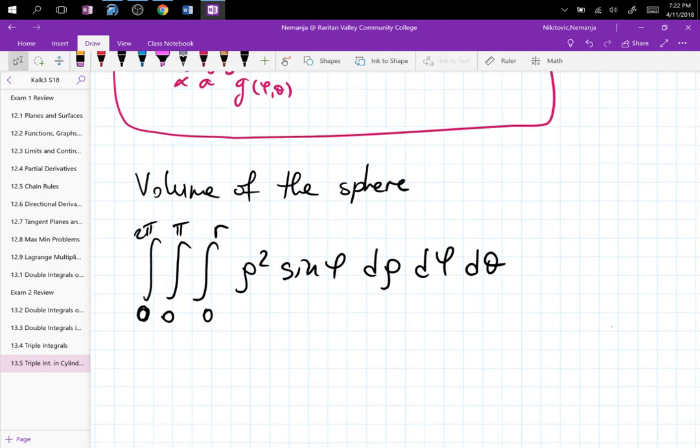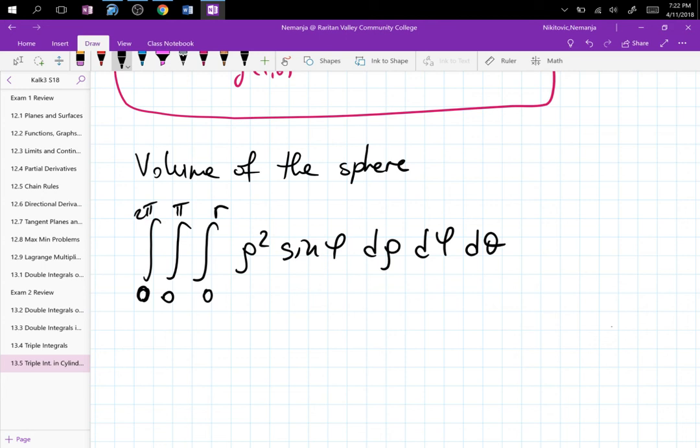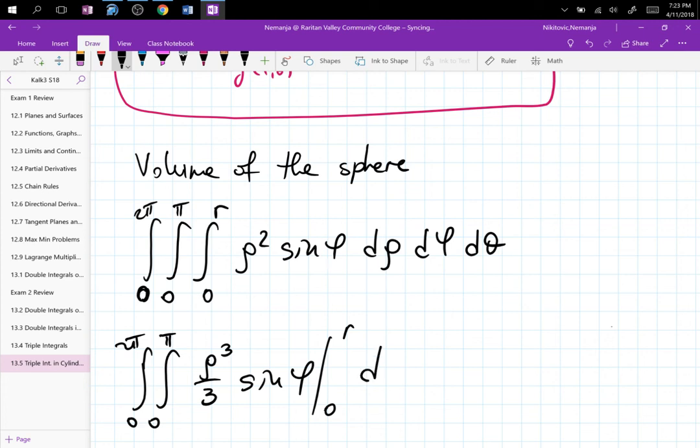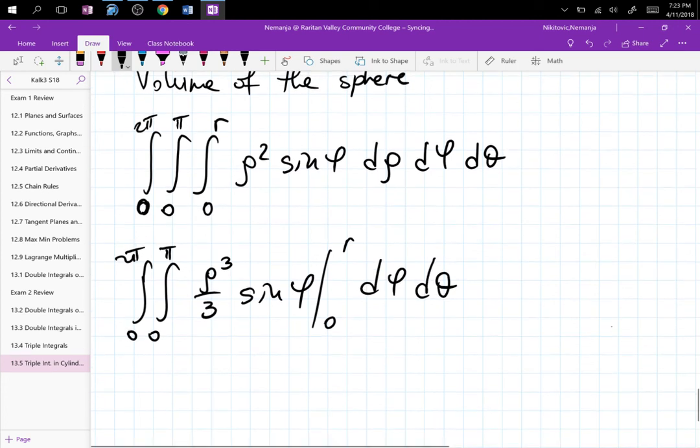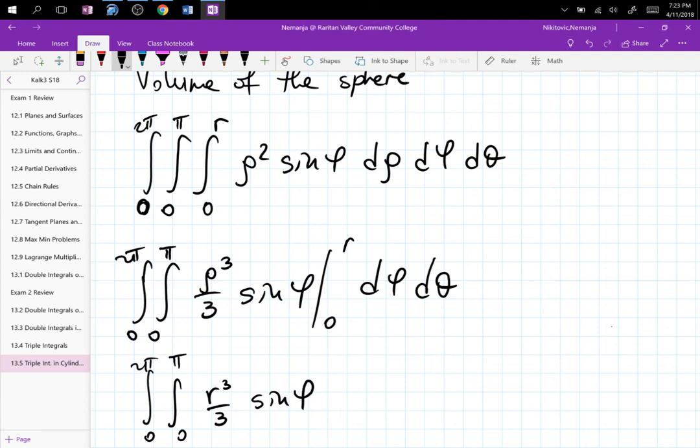We just integrate this thing, right? So we are integrating first rho. Well, you have to integrate rho squared, which creates rho cubed. So the outer integrals stay 0 to 2 pi, 0 to pi. Rho cubed over 3 sine phi computed from 0 to r, d phi d theta. Plug in r, and you already see that you are getting some stuff that is familiar and it's moving in the right direction. You are getting your r cubed over 3 sine phi d phi d theta.